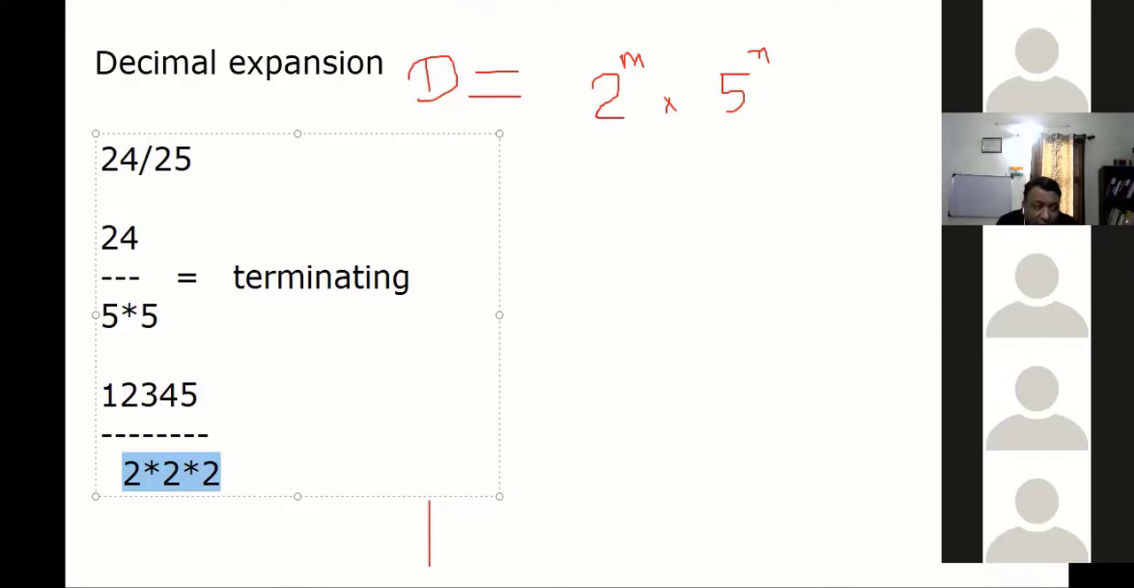I am going to do a lot of examples on this. You will decide whether it's terminating or non-terminating based on this. अगर 2 to the power m और 5 to the power n के form में है, then it has to be terminating.